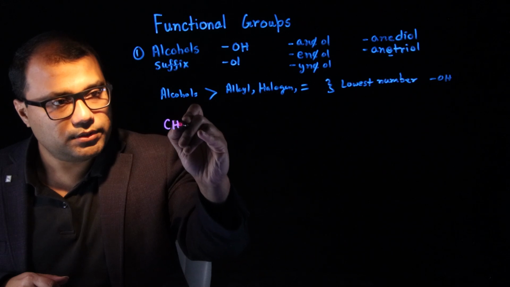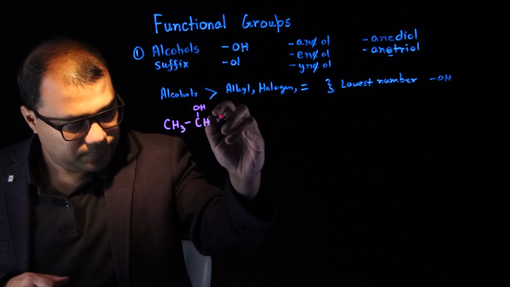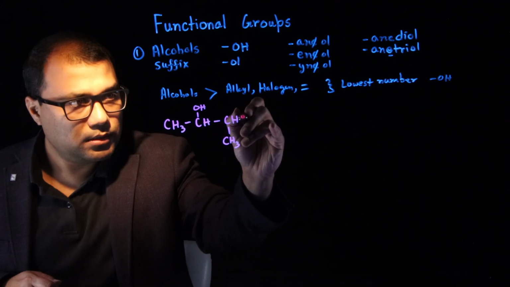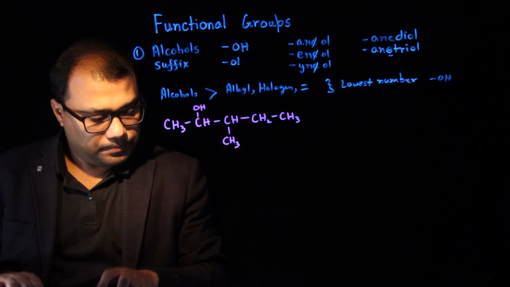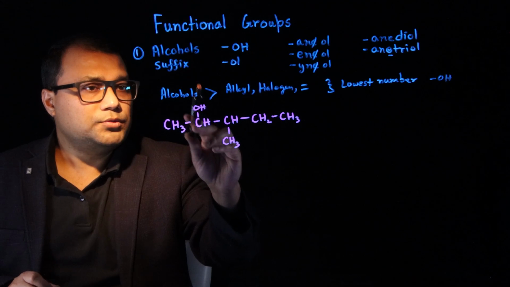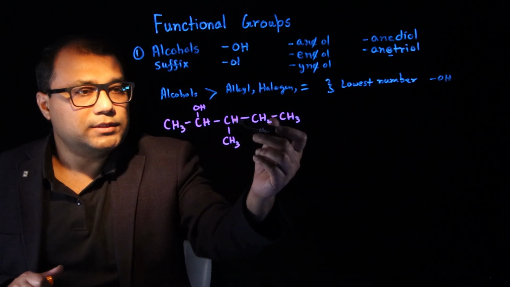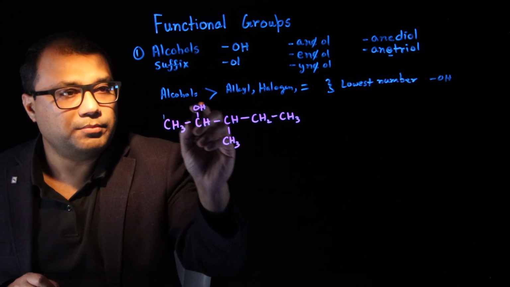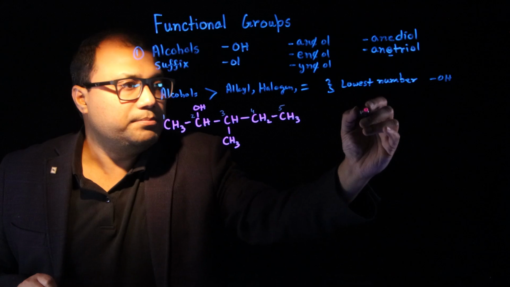We have CH3, CHOH here, CH, we have CH3, CH2, CH3. Okay? Now, see, we said alcohols have more priority, so they must get the lowest number. So obviously the main chain is this. We should not number it this way. That way OH will have a greater number than this methyl group. So the correct form of numbering will be 1, 2, 3, 4, 5. Okay. This is a pentane.